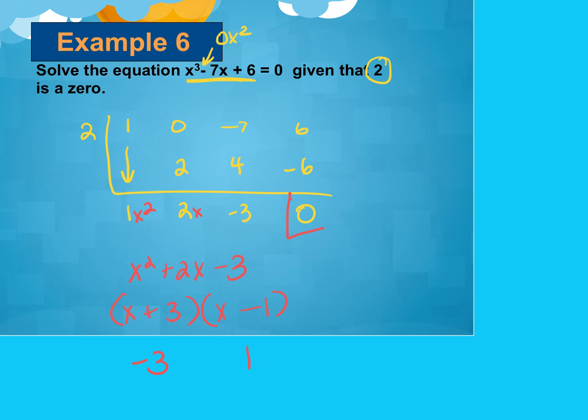So when it says solve, it means give all the zeros as the answer, which means my zeros are negative 3, 1, and the 2 I got from the beginning. You have to include that as one of your zeros. So it gave it to you, but you still have to include it in your answer.